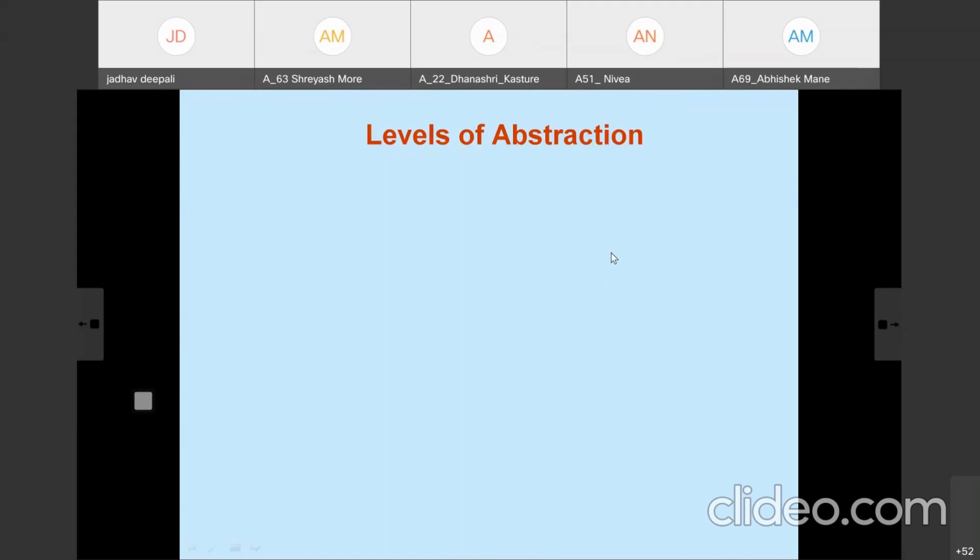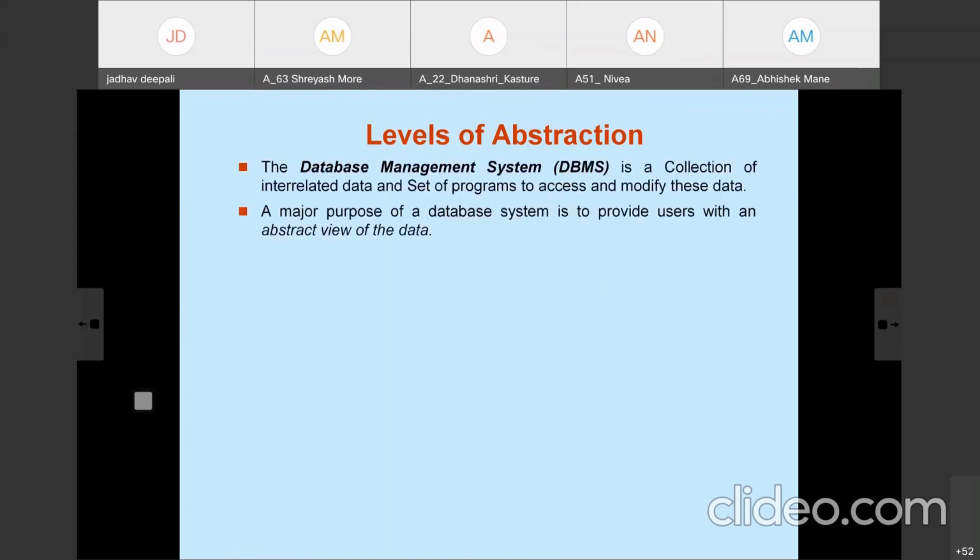Again, I am repeating: a database management system is a collection of interrelated data and a set of programs to access and modify the data. The major purpose of this database management system is to provide an abstract view of the data. This data abstraction is divided into 3 levels. What is the first level? The first level is the physical level.